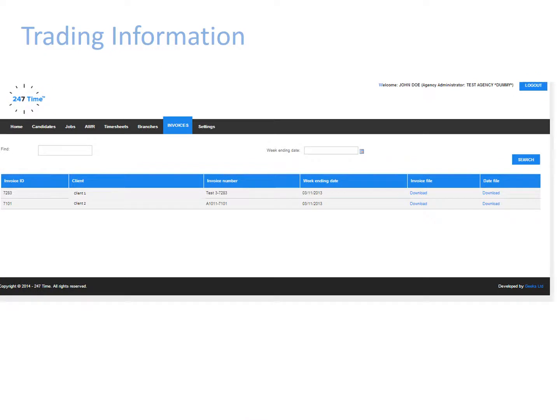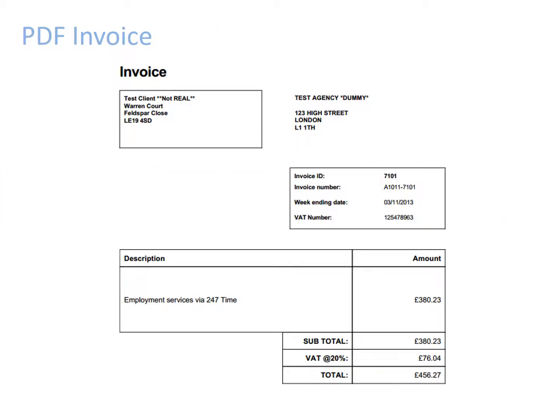Okay, so let's have a look then, once we've done that consolidation process, how do we find out about weekly trading? So the way to do that is to click on invoices, and for every client that you deal with, there will be a line for each week, and that line contains 2 pieces of information. The first is a PDF invoice, so if you click on that, it downloads to your device a PDF invoice that is generated by the system.